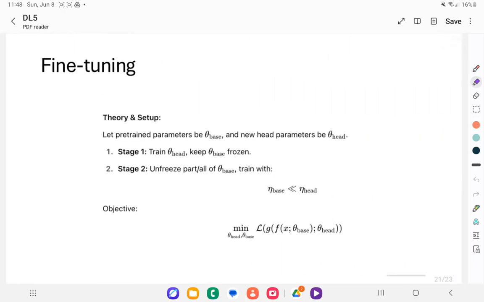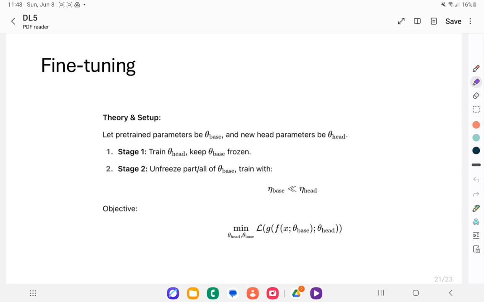On the other hand, we have fine tuning. Once you've trained the new output head on top of a frozen pre-trained model, you may want to unlock more power by allowing the base model itself to adapt. That's what fine tuning is about. You gradually update the pre-trained weights to fit your specific data.